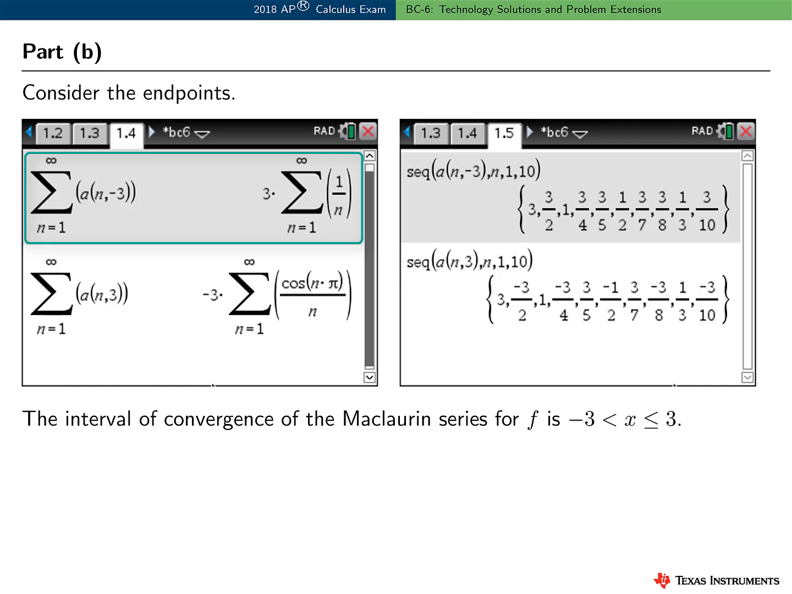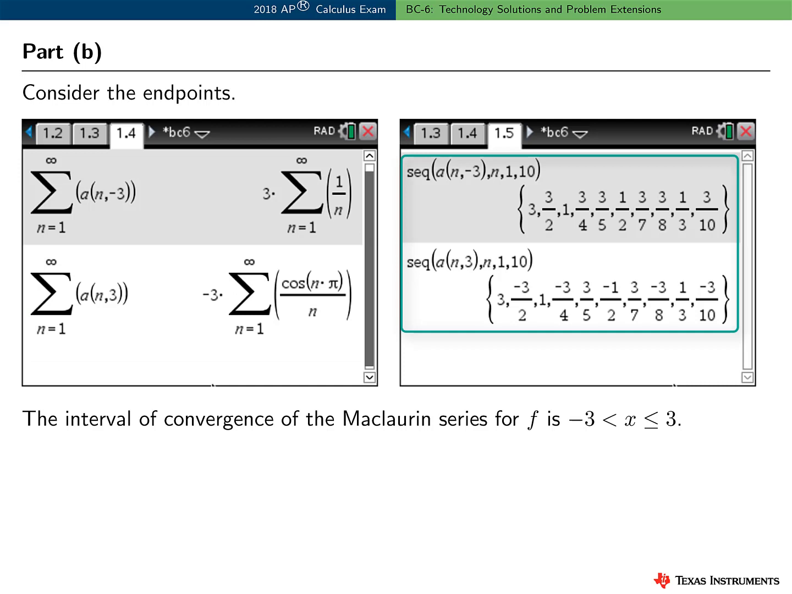When x equals -3, the series looks like this, 3 times the harmonic series. So this series diverges. When x equals +3, the series looks like this. Now, it's a little unfortunate, but very common using technology, to see the cosine of n pi instead of -1 raised to the nth power. This series converges by the alternating series test.